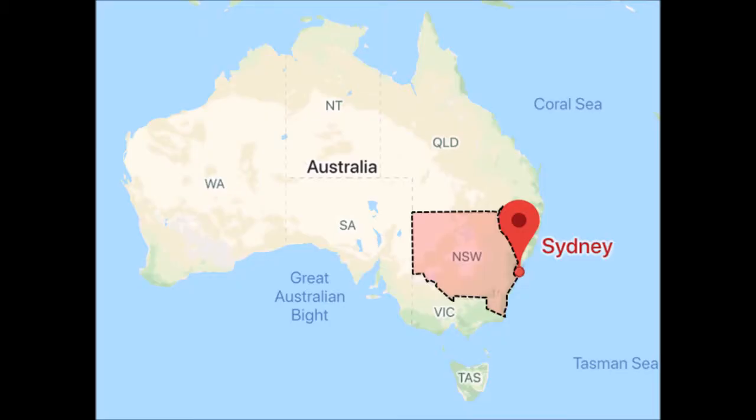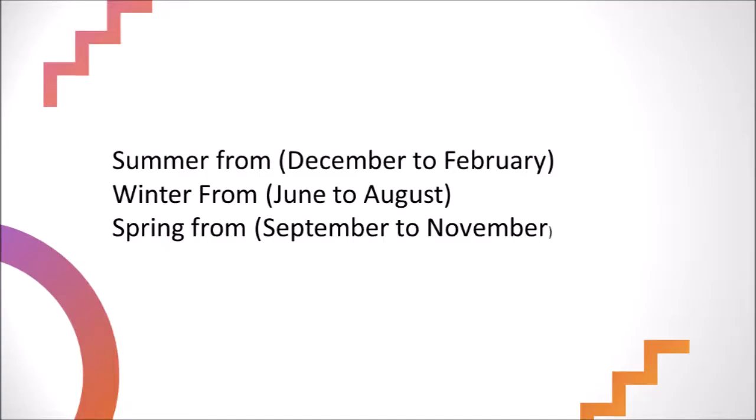Sydney Park, Australia. Sydney City is the state capital of New South Wales. It is situated in Australia's east coast. We decided to locate our pavilion in Sydney Park, which is located at the western border side of the city. Australia is located in the southern hemisphere. Therefore, summer starts at December to February, winter starts at June to August, and spring starts at September to November.